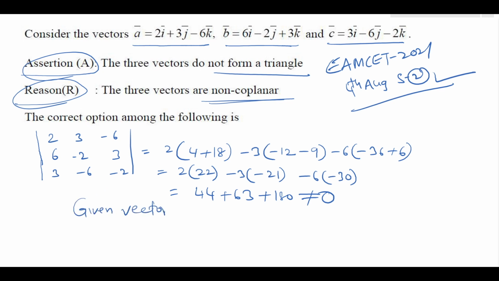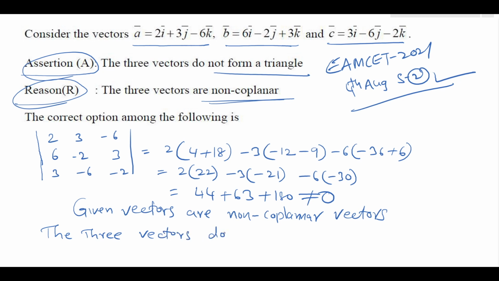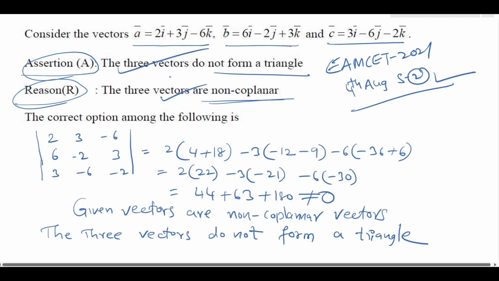Given vectors are non-coplanar vectors. So non-coplanar vectors means the three vectors do not form a triangle. That means here the reason is correct and the assertion is also correct. So the reason is the correct explanation of the assertion for this.